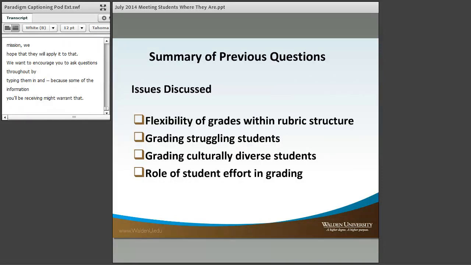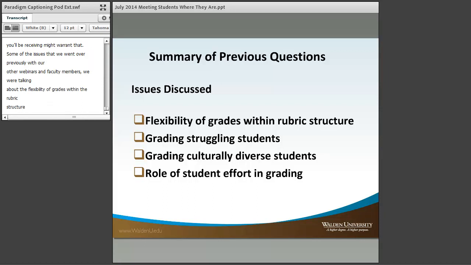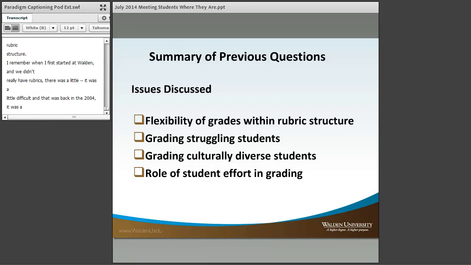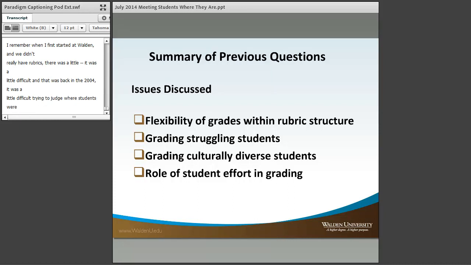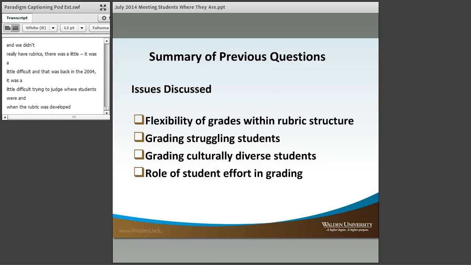Some of the issues that we went over previously with our other webinars and with faculty members were about the flexibility of grades within the rubric structure. I remember when I first started at Walden, back in 2004, we didn't really have rubrics, and it was a little difficult trying to judge where students were. When the rubric was developed and instituted in all courses, I found it a lot easier, and this is my opinion, to grade students.